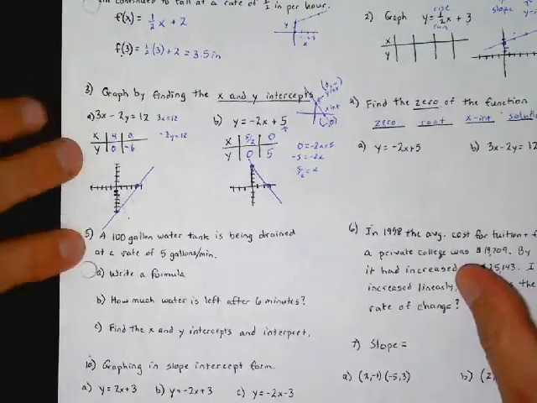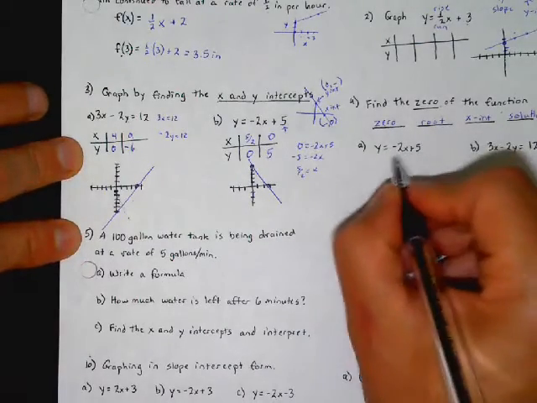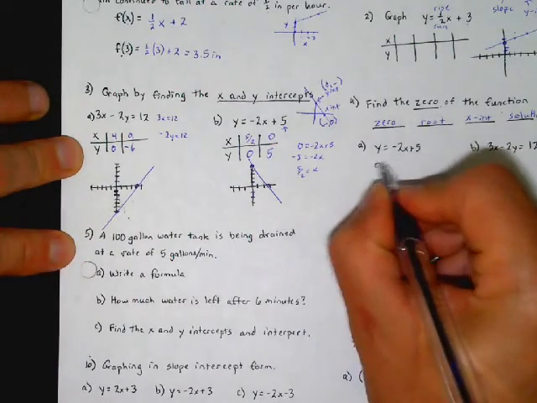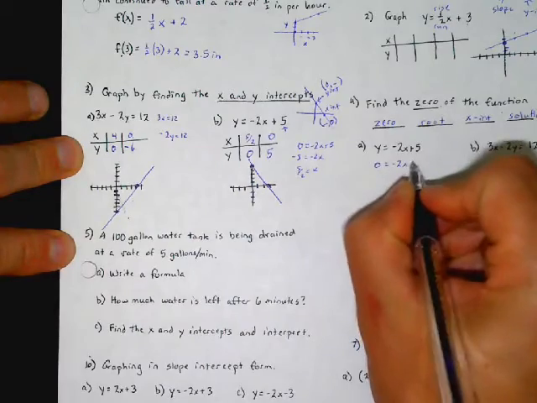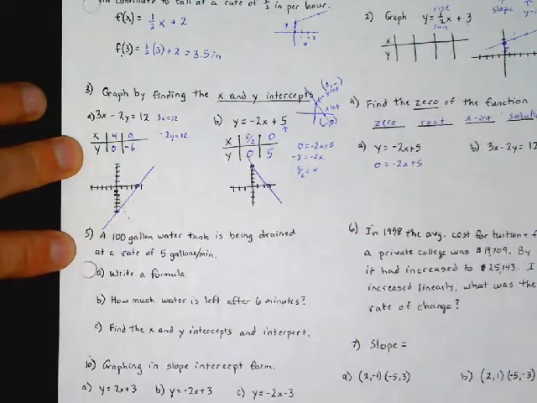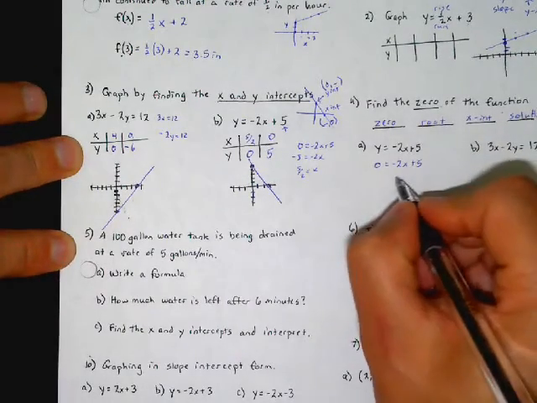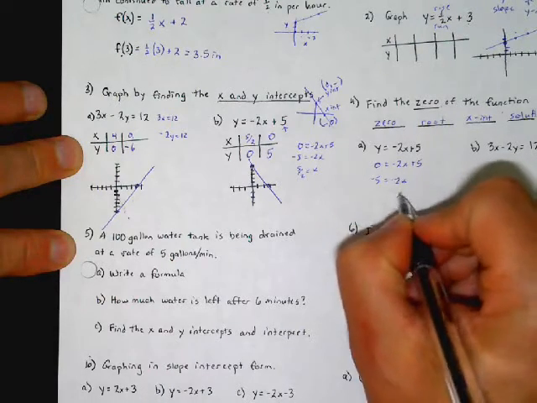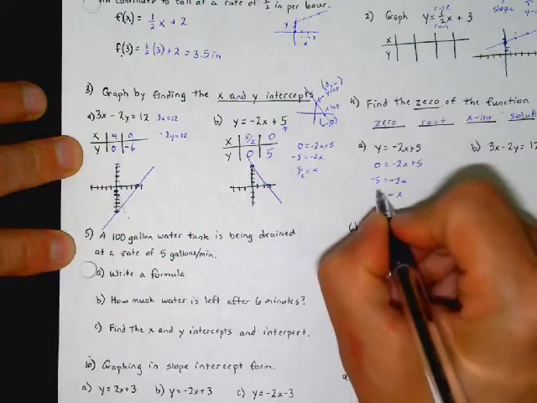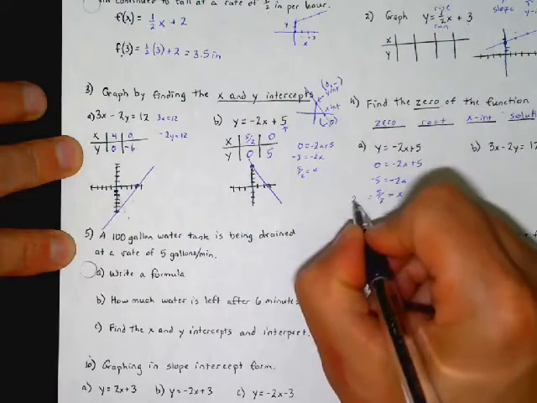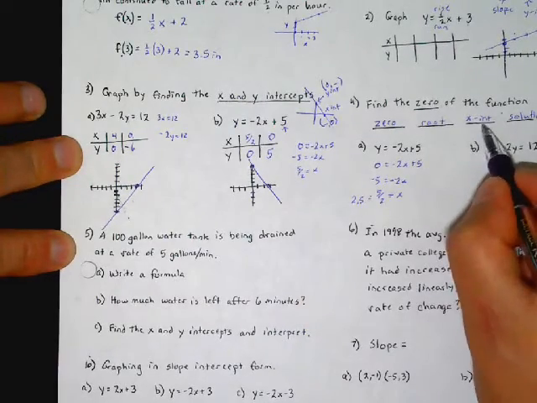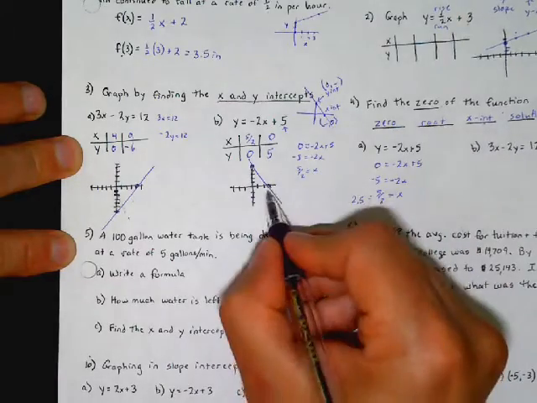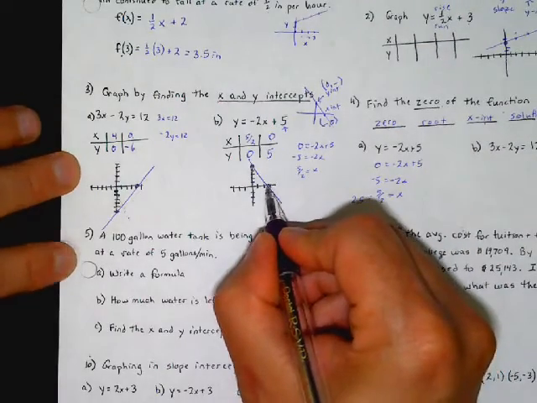Okay, so if I want to find the 0 of this, I want to know what x gives me the y of 0. Very similar to what we just did over there. So you subtract the 5 over and divide by negative 2, gives you 2.5, which is the same thing as what we said as the x-intercept, right? So x-intercept is there at 2.5.